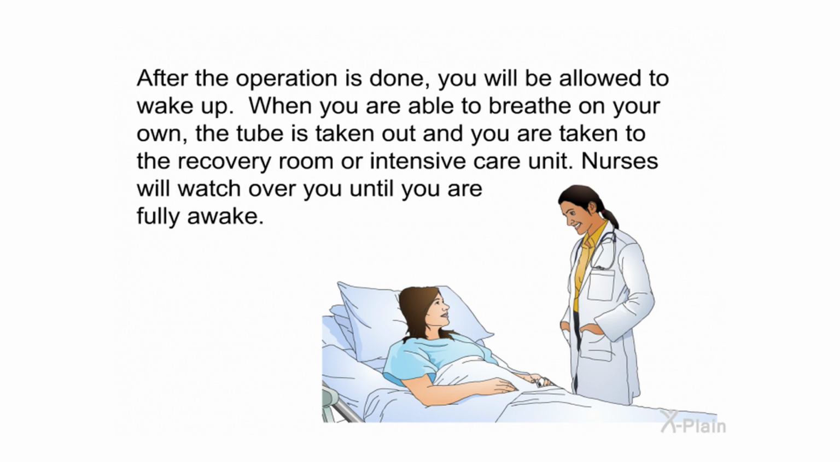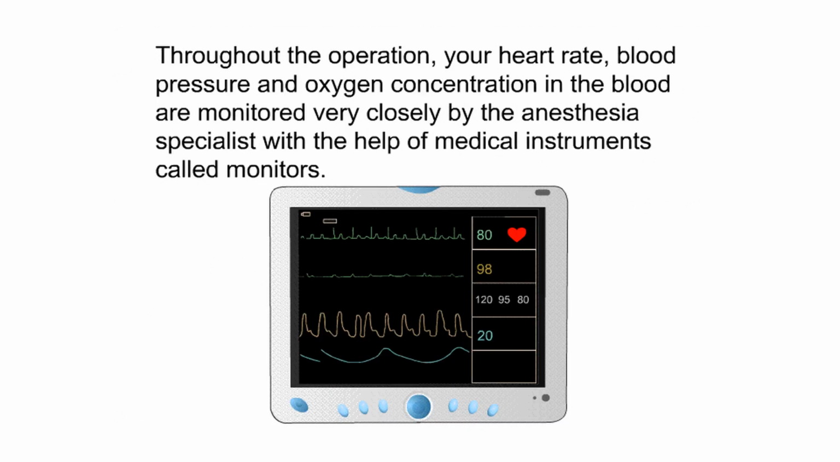After the operation is done, you will be allowed to wake up. When you are able to breathe on your own, the tube is taken out and you are taken to the recovery room or intensive care unit. Nurses will watch over you until you are fully awake. Throughout the operation, your heart rate, blood pressure, and oxygen concentration in the blood are monitored very closely by the anesthesia specialist with the help of medical instruments called monitors.